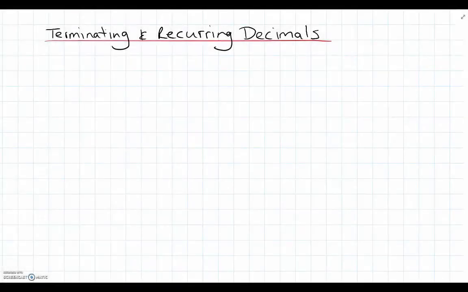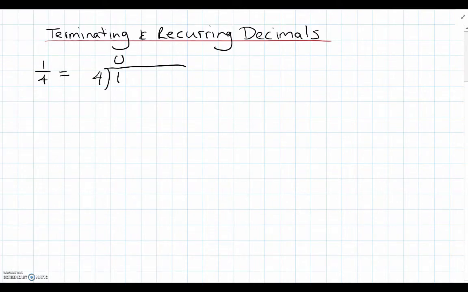I'm going to start this video off with an example. I'm going to change 1/4 into a decimal. To do this, I want to know how many times 4 will go into 1. Now, 4 is a much bigger number than 1, so it actually goes into it 0 times. But I have a remainder here. So what I do is I start to create some decimals.